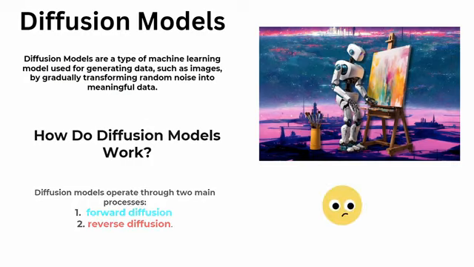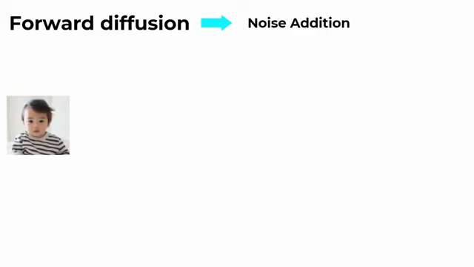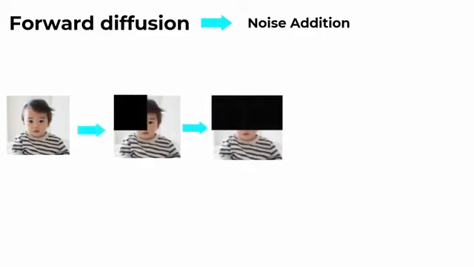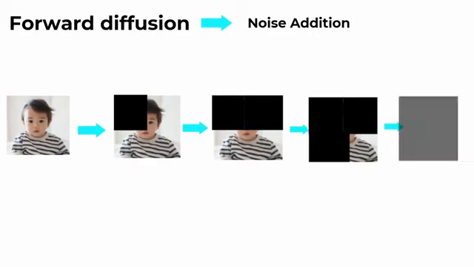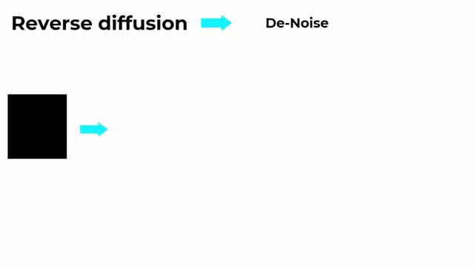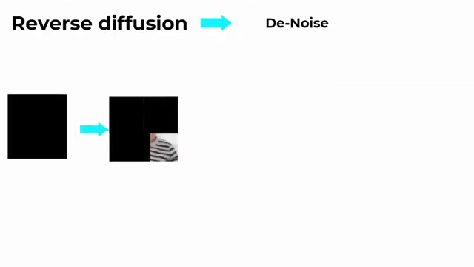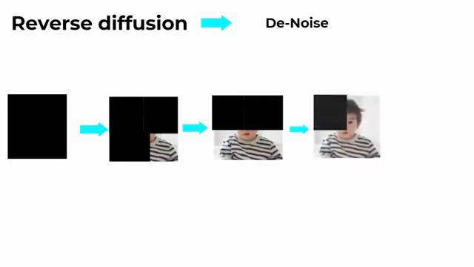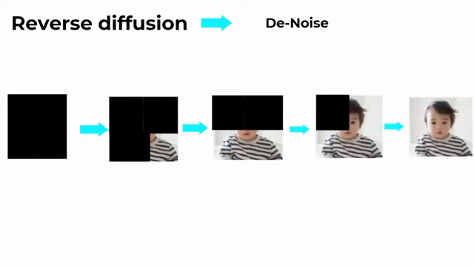What exactly it is, let's see. Forward diffusion: in the forward diffusion, we are going to add the noise one by one until complete noise is added to the images. And in the case of reverse diffusion, we are going to reverse that. We will denoise one by one, and it will learn the pattern of how the image was generated from that noise.